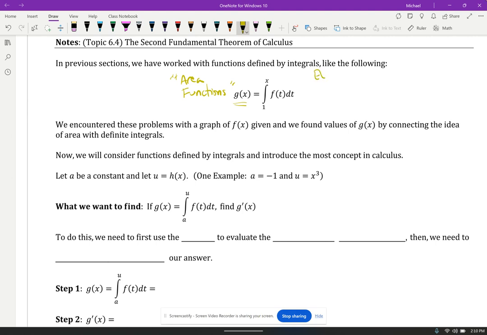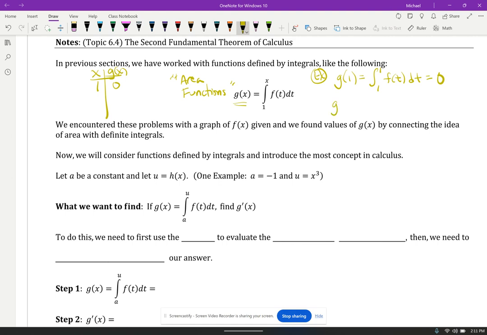Just as an example, g of 1 would equal the integral from 1 to 1 of f of t dt. Now, I don't know what the graph of f of t looks like. I don't know what the equation of f of t looks like. But I know that if I start and end at the same value when I'm taking an integral, I'm not accumulating any area. So my answer would be 0. If I were to make a table of x values and g of x values, I would know that when x equals 1, g equals 0. So when my input x value is 1, my output g value is 0.